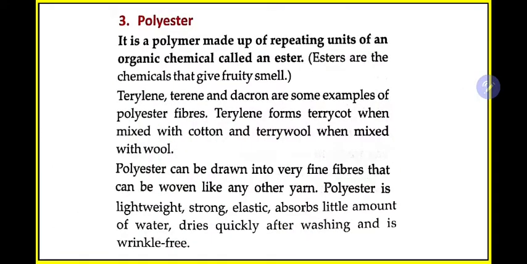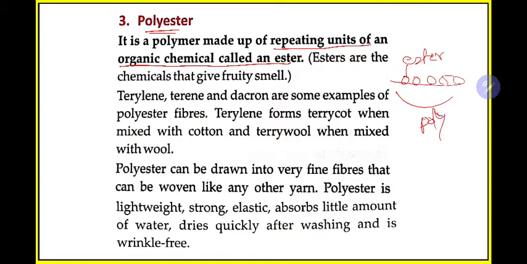Let us move on to the next, that is polyester. So what is polyester? It is also a polymer made up of repeating units of an organic chemical called ester. If you join multiple small esters, you make a polyester. We know the concept of polymerization: you join small monomers and get a polymer. So here they are using small esters to make a polyester. One is known as ester and all together is known as polyester.